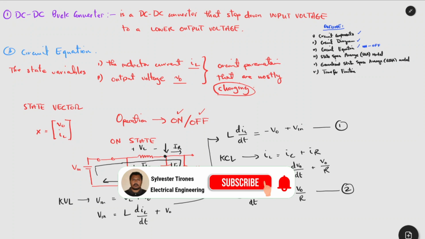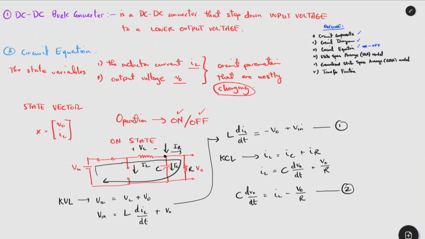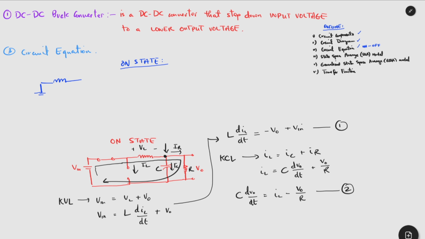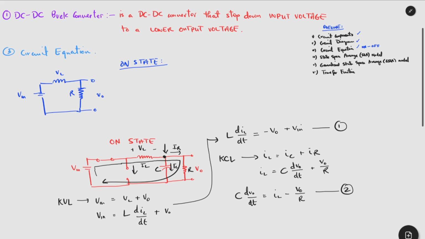Therefore, from these two equations, we can redraw the circuit diagram for the KVL and the KCL. And during the on state, we can see the simplified circuit diagram as this. This will be the V0, which is the output, and we have the V in, and we have the VL, and we have the R, and we have the IL.